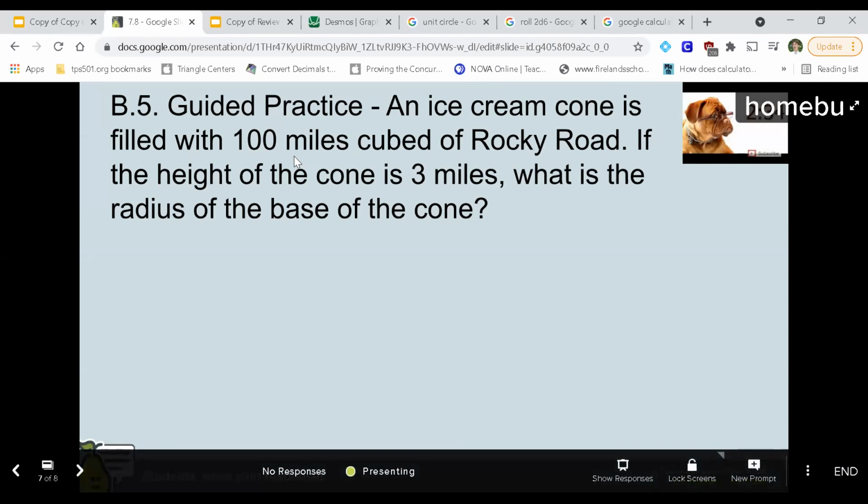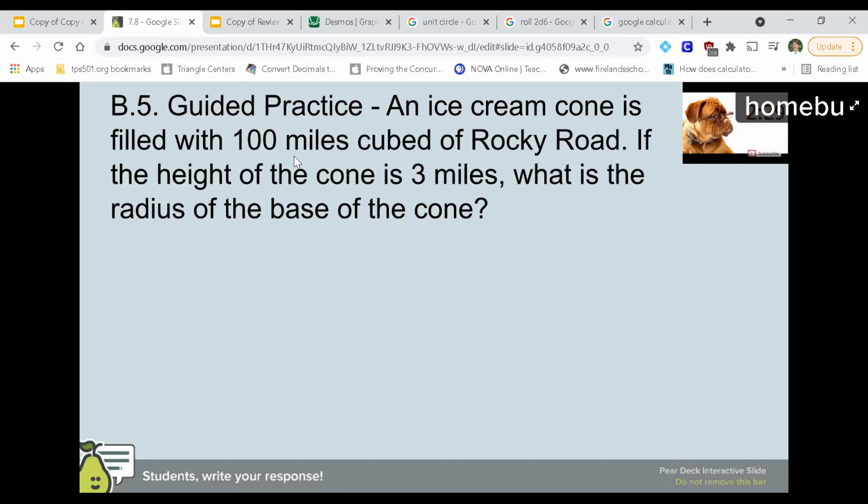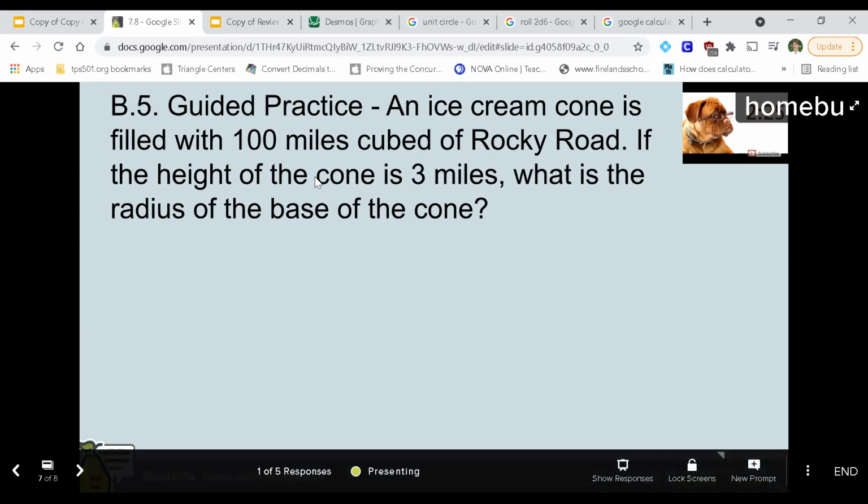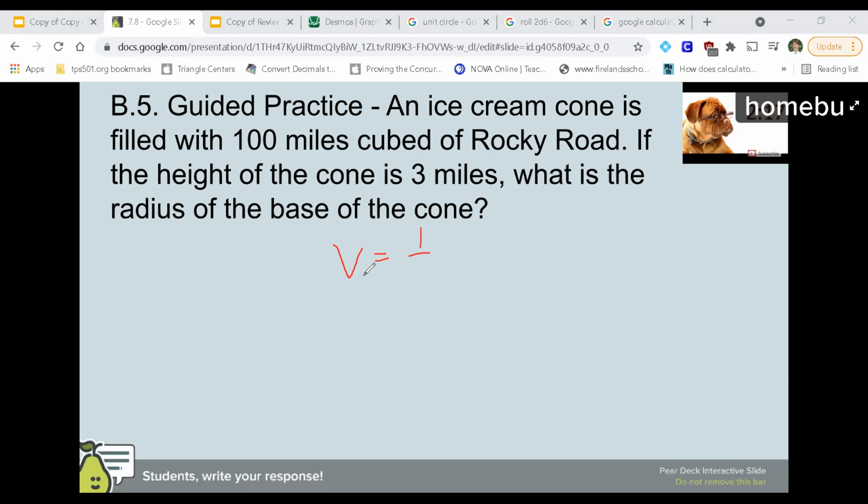The 100 miles is the volume. It's filled with 100 miles cubed of ice cream. This is the radius, or this is the height. We need the radius. So here's what you need to do. Plug in this. Mint chocolate chip is pretty good. For that, plug in this for that, and solve this for R. Plug in those two numbers into the appropriate spots and solve this for the radius.